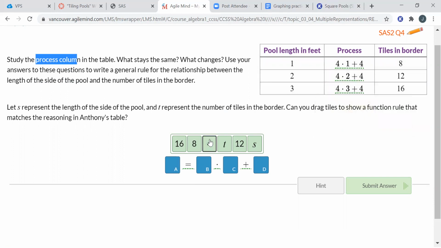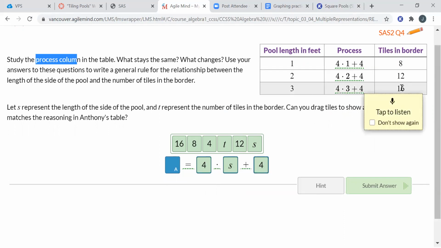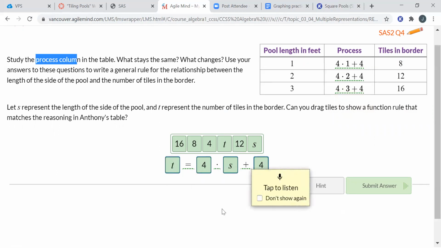So if I make a formula, I'm going to have the 4s. This is times, and this is plus. So I got my 4 and my times, and this is supposed to be the pool length. What stands for the pool length? S represents the length of the pool. Okay. So now I have 4 times whatever the pool length is, plus 4. This is my formula. And that makes the number of tiles in the border. So if I multiply this times 4 and add 4, I should get the number of tiles in the border. And now I've got my formula, T equals 4S plus 4.